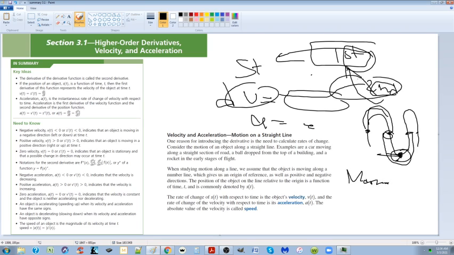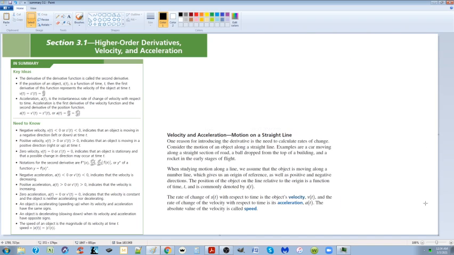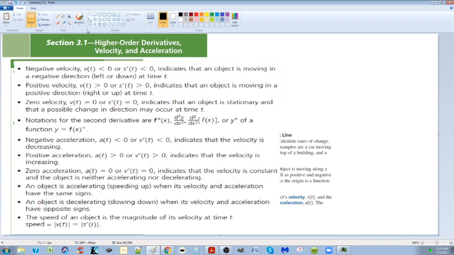And these things are going to be very useful for graphing. So it's taking you to the next level of graphing for rational functions and polynomials. But in this case, it's all about physics. And so if you look here, they go through what's what about velocity. Negative velocity indicates an object is moving in a negative direction.